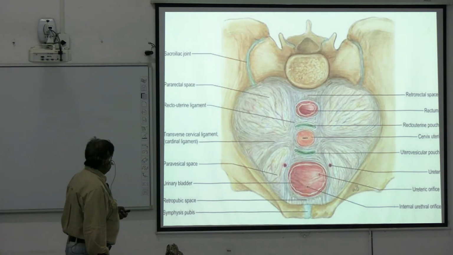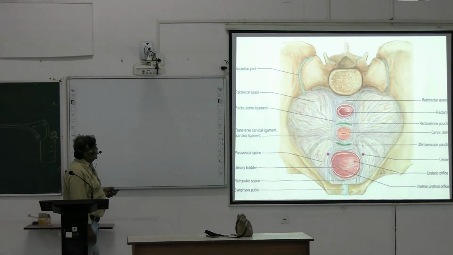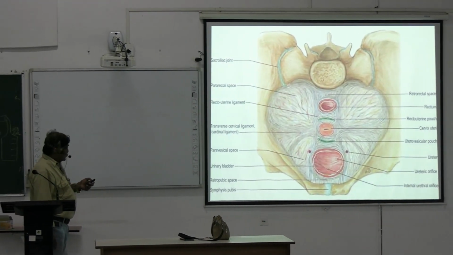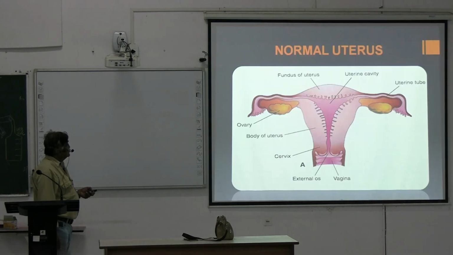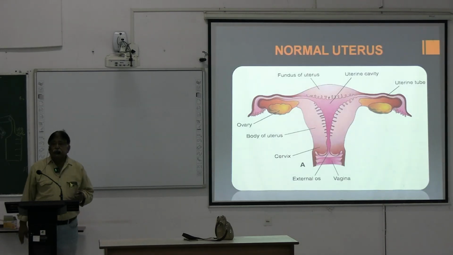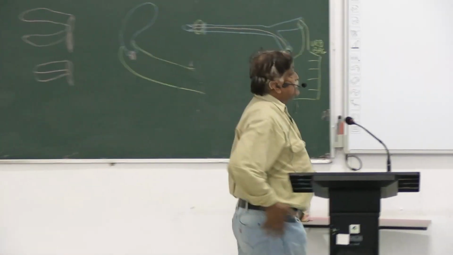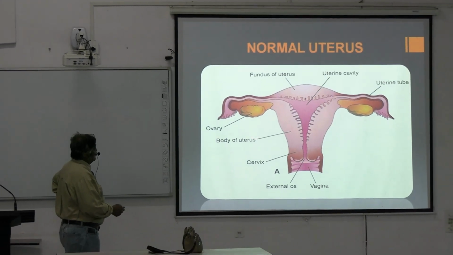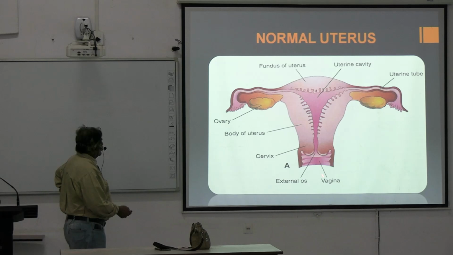Now this is the picture, that previous picture. This is the supports of the uterus and the condition. Now this is a normal uterus, and see fundus of the uterus, uterine cavity, ovary, body of the uterus, uterine tube, cervix, external os, vagina.